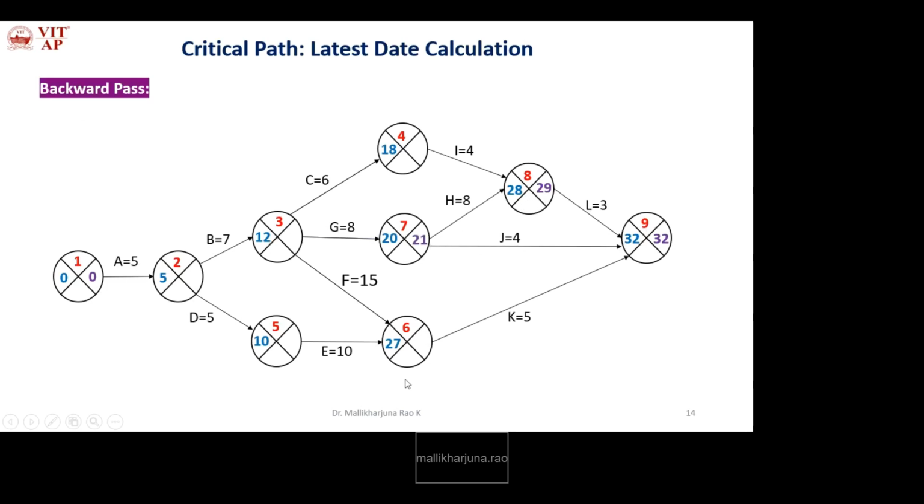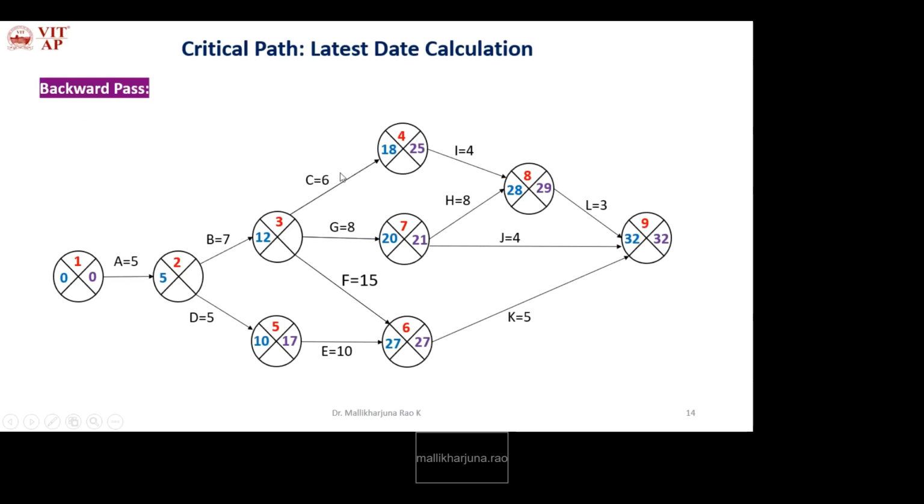Next for 6. It has only one following event, that is 9. 32 minus 5, how much? 27. Next 5. It has only one, so that is 27 minus 10. How much? 17. Next 4. It has only one following event, that is 8. 29 minus 4, how much? 25.